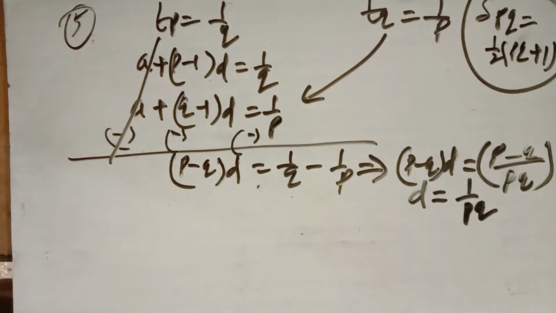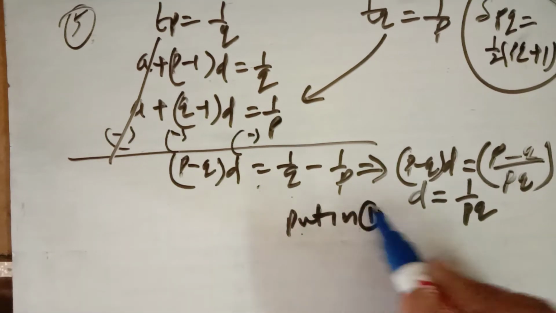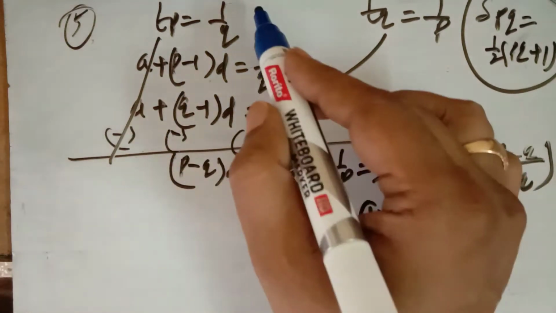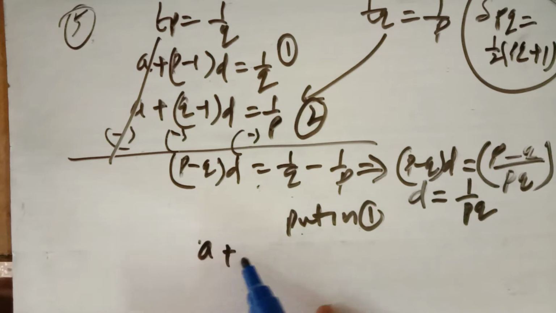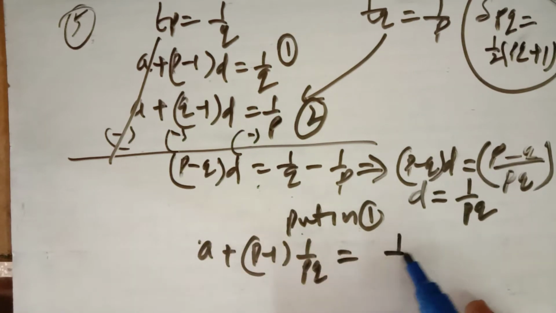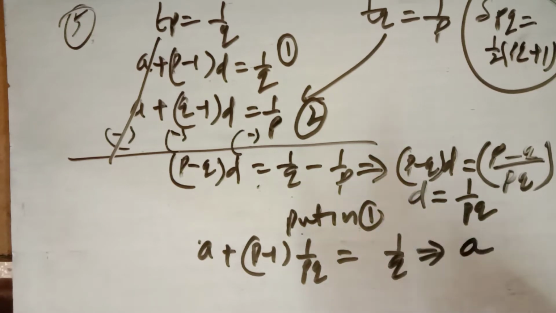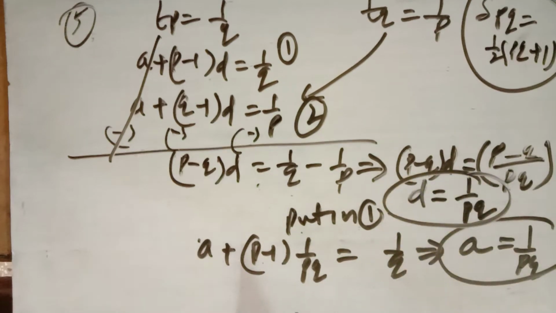So the common difference of this question has come out equal to 1 upon pq. Put in any one of the equations, either the first or second. You put its value: a plus (p minus 1) into the common difference, which is 1 upon pq, is equal to 1 upon q. When you solve this, you'll get the first term also as 1 upon pq. The first term is 1 upon pq and the common difference is also 1 upon pq.